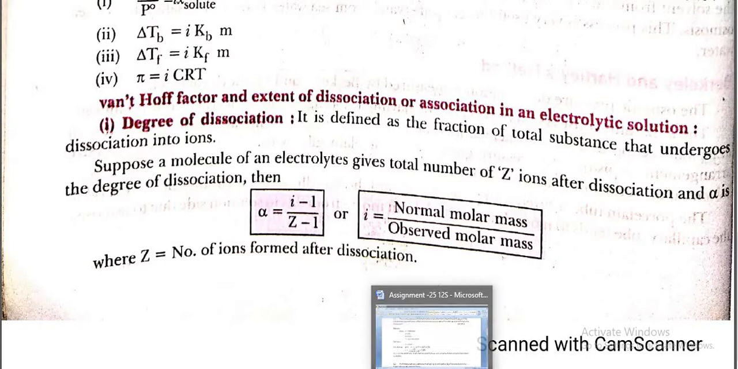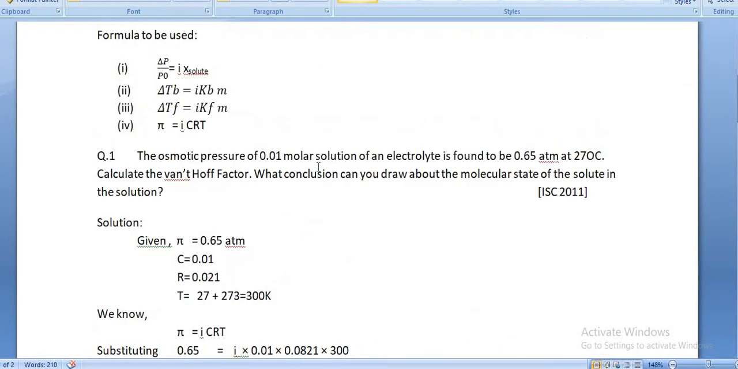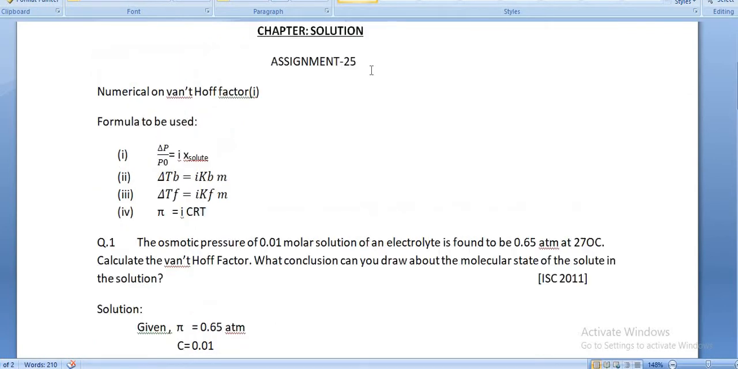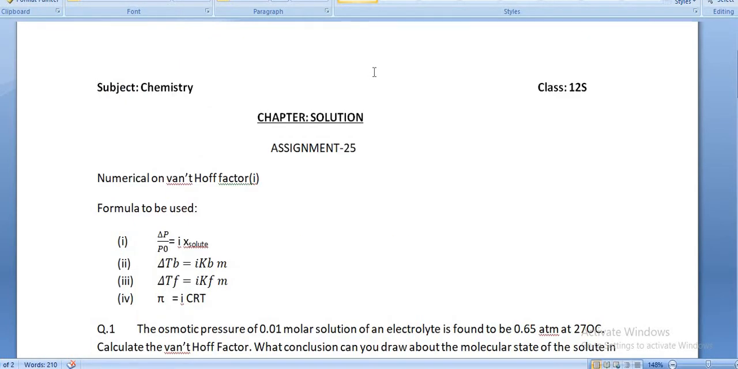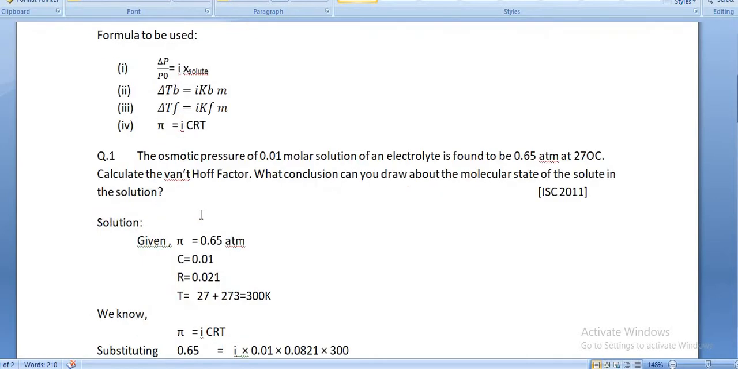Now we will do the numericals based on this Van't Hoff factor, which have come in past ISC exams. So numericals on Van't Hoff factor, this will be your assignment 25, and this will be your last assignment for your third card test. So the formulas to be used are all these formulas. Now based on these formulas we are going to solve the numericals.